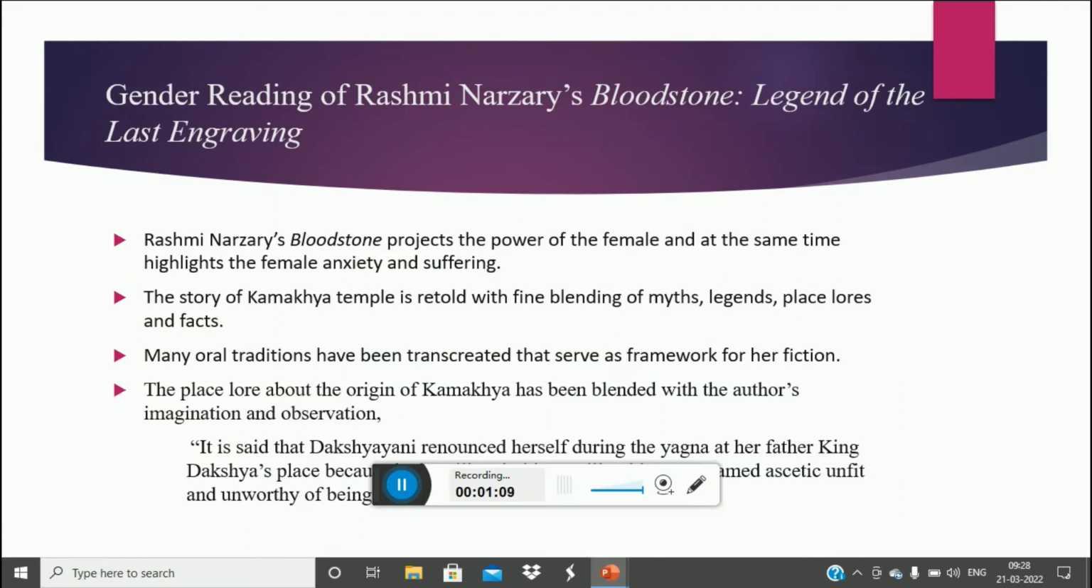This book, Bloodstone: Legend of the Last Engraving, is based on the Kamakhya temple that is situated on Nilachal Hill, Kamrup, Guwahati. She has mixed myth, legend, oral tradition, and her imagination and given it the form of a fiction. The story of the Kamakhya temple is retold with a fine blending of these elements. Many oral traditions have been transcribed or used as the framework to shape the book. The place lore about the origin of Kamakhya has been blended with the author's imagination and observation.